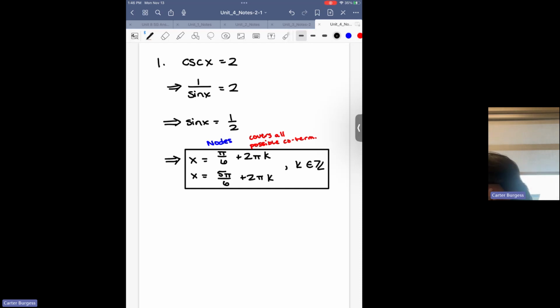Now, normally, we are not going to want every single possible coterminal angle. Normally, we'll want some of the coterminal angles, but we'll throw away the others. We're going to look at how we take that into account here on number 2. But before we do that, any questions here with our first example?